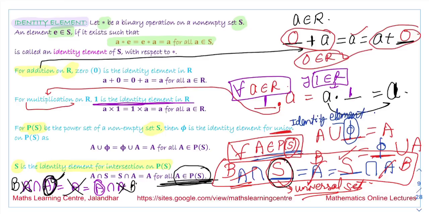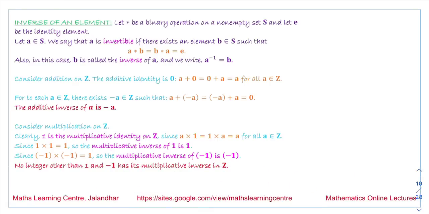The next definition we have is the inverse of an element. Suppose star is a binary operation on a non-empty set S, then an element E is the identity element, and suppose the identity element exists. E is the identity element means that if we consider the element A belongs to S, then E star A is equal to A star E, and this thing holds for all A belongs to S. Then this is the identity element. We are considering that the identity element exists.